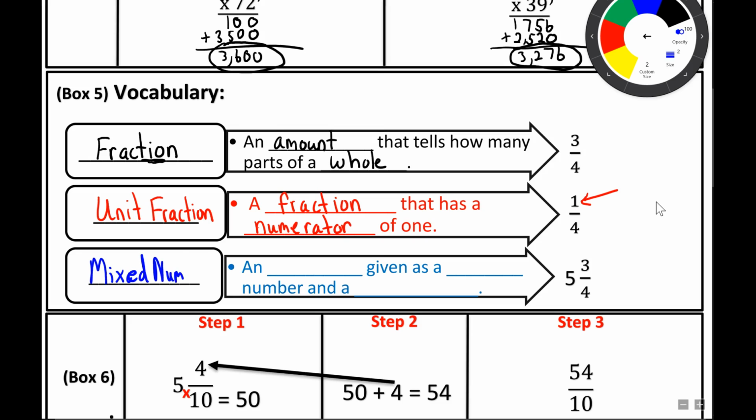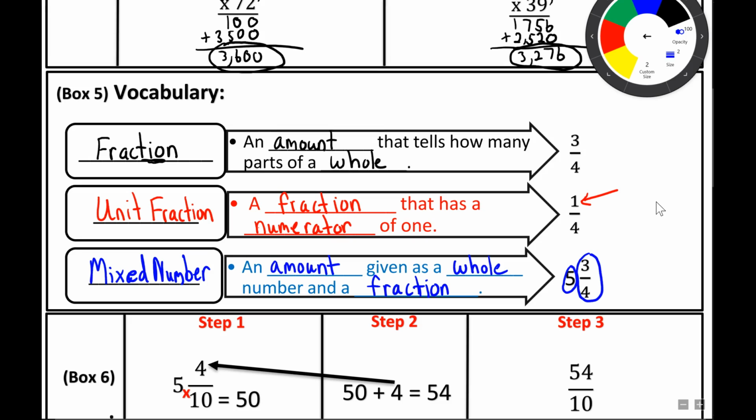And then your last vocabulary word is going to be a mixed number, okay? Mixed number, and this is an amount given as a whole number and a fraction. Okay? An amount given as a whole number and a fraction. And remember, mixed number just means I have a whole number right here of 5, and then I also have the fraction of 3/4.